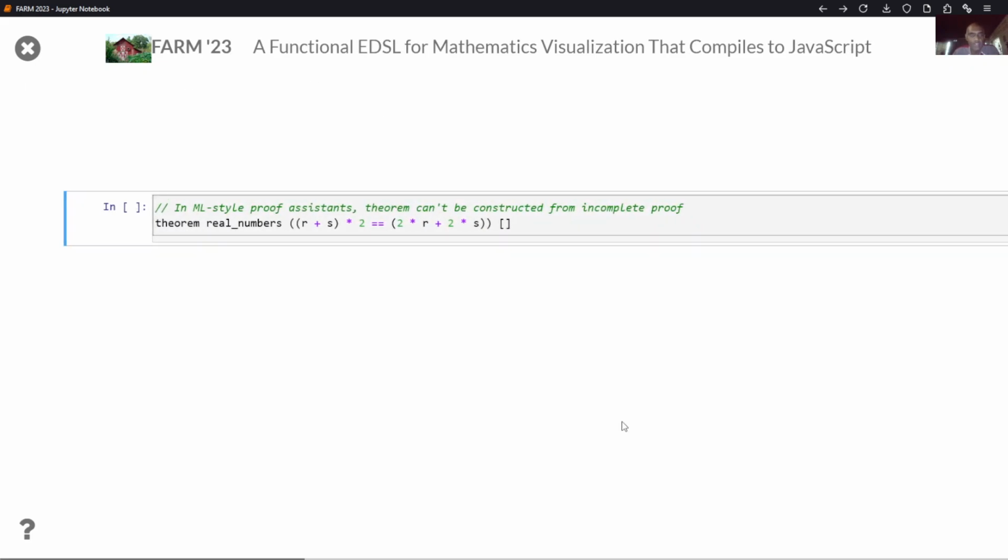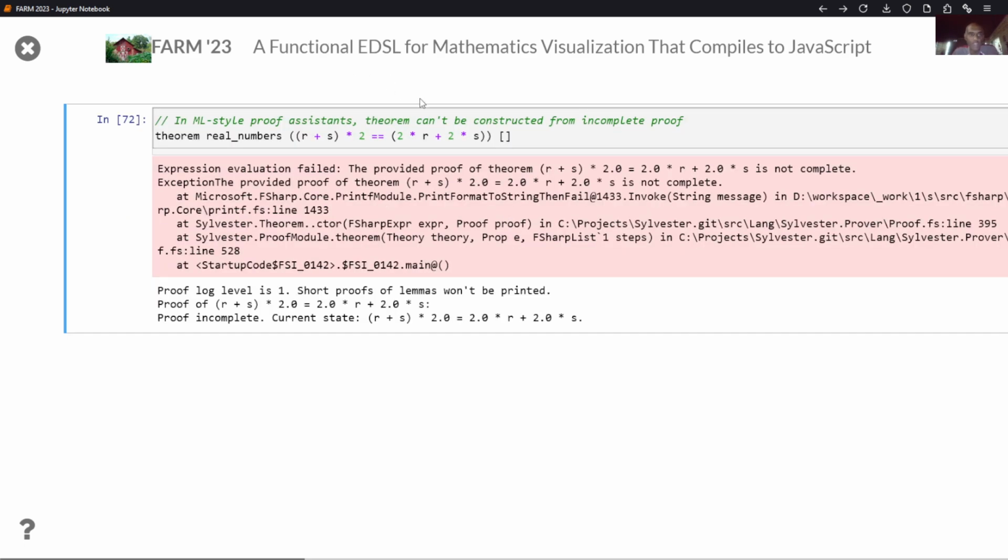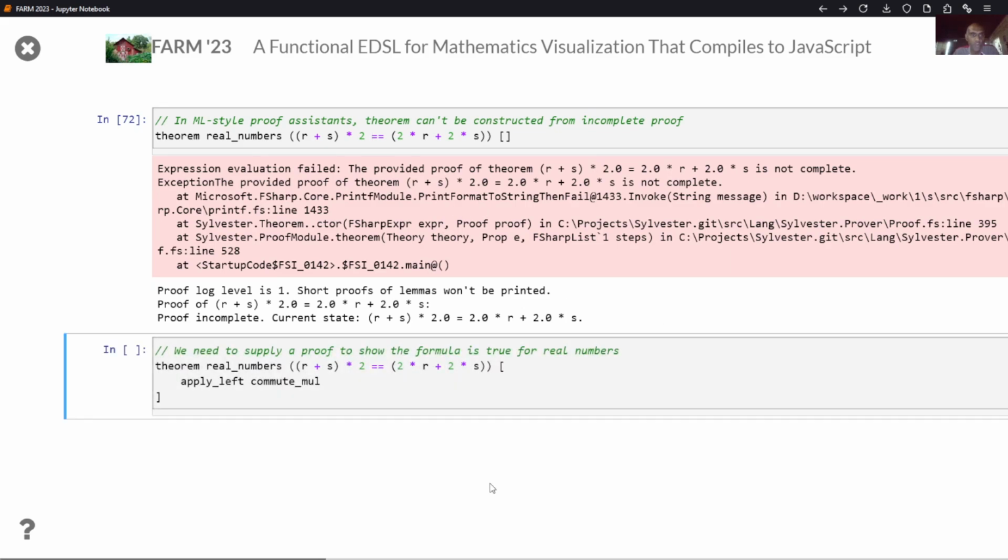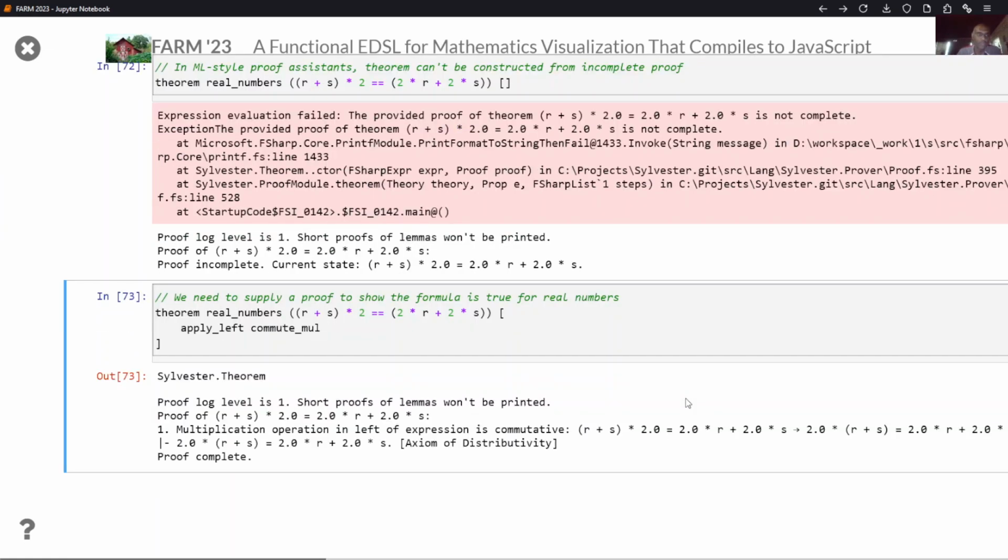Now, Sylvester is an ML proof assistant, so we can't construct theorems without proofs. If you look at another expression, in order to show this is true, we actually need a proof. We can't construct the theorem like this because we don't have a proof of it. So to construct this theorem, we need to provide a proof. And this is a really simple proof. We're just applying the commutative rule on the left-hand side. But once we have a proof, that's when we can construct a theorem.